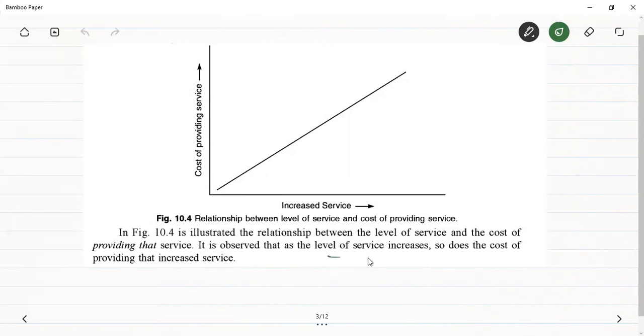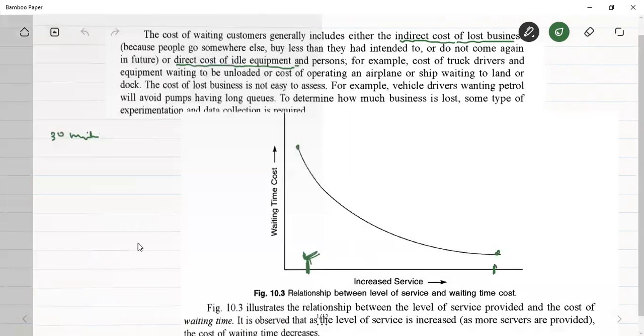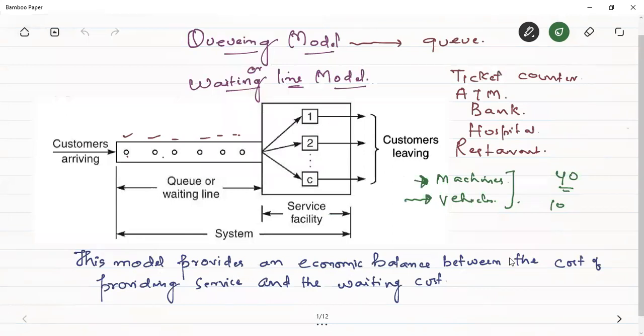It is observed that as the level of service increases, the cost of providing service also increases. So there has to be an economic balance. यही मैंने पहले स्लाइड में आपसे कहा था. This model provides an economic balance between the cost of providing service and the waiting cost.